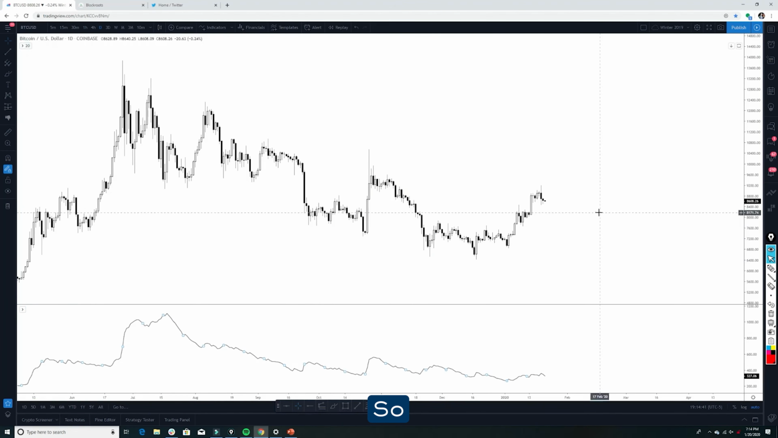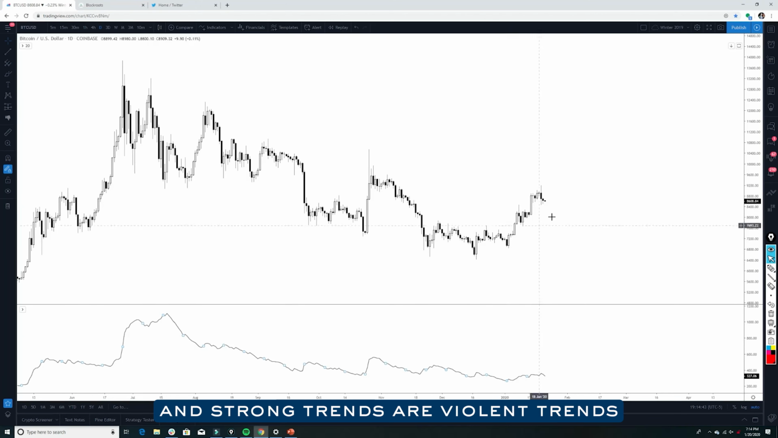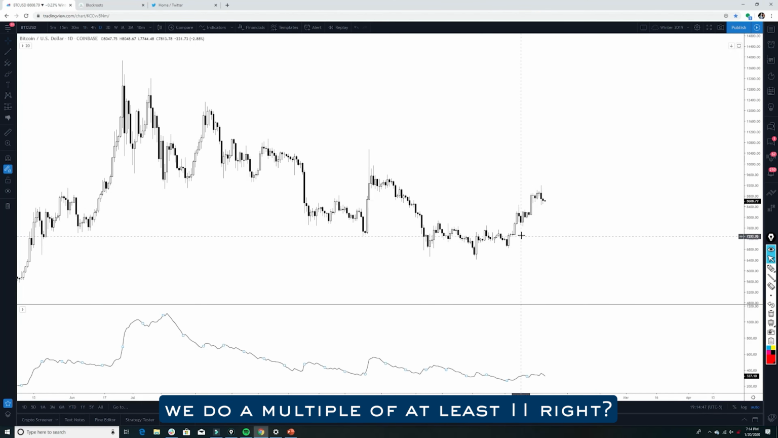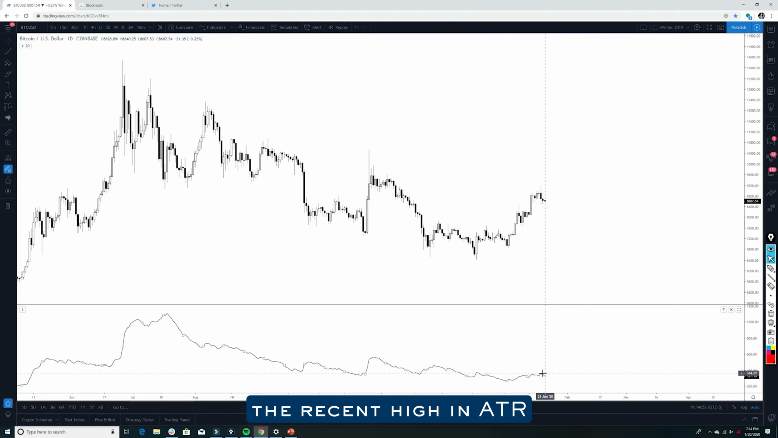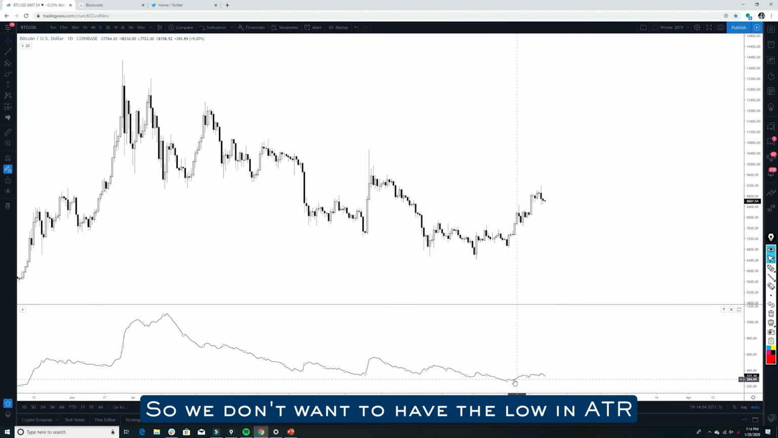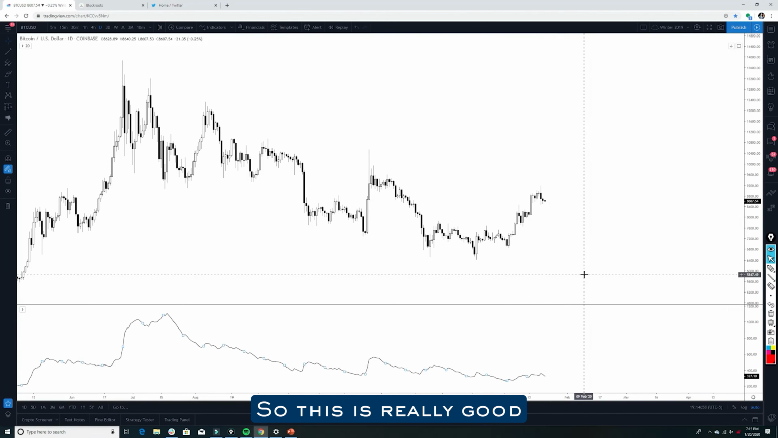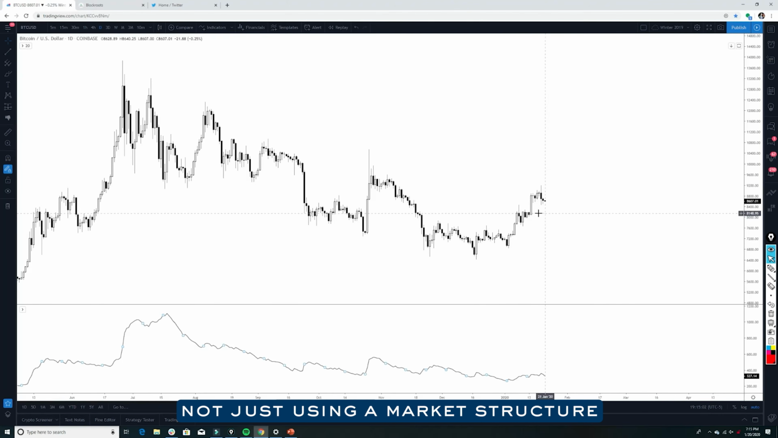Okay, so volatility stop is really useful in strong trends or violent trends. All right, so we take the current ATR, we do a multiple of at least 1.1, right? So you at least want to be the recent high in ATR. All right, so we don't want to have the low in ATR because at that point we've expanded upward. So this is really good for following trends. All right, and then again, not just using a market structure based stop that doesn't take any volatility into account.